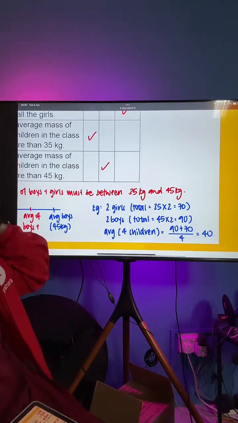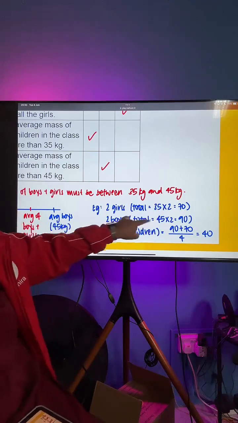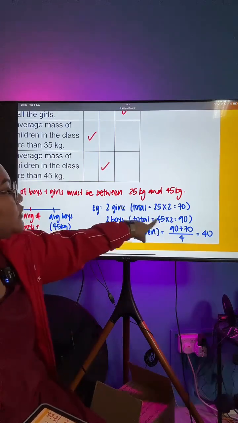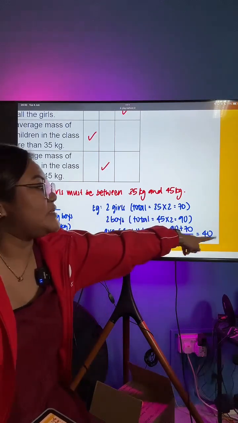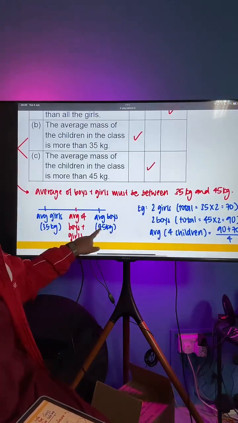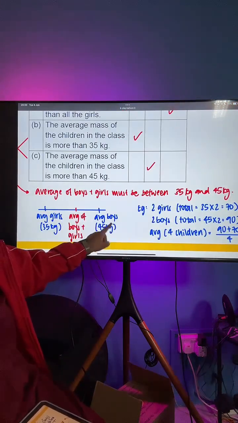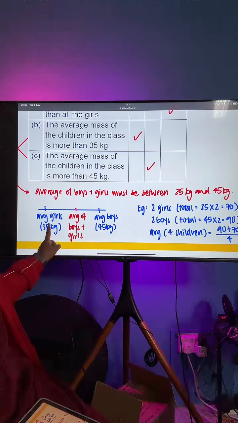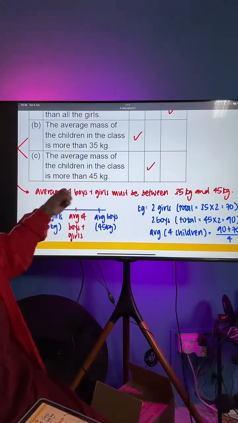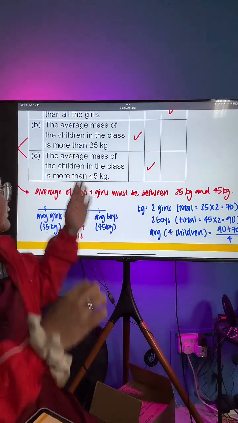Okay? I give you some examples on this side. If let's say I got two girls, the total is 70. I got two boys. I don't know how many boys and girls. I just give any example. The two boys total is 90. Then the average of all of them is 40, which is in between 35 and 45. Okay? It must be in between because the higher one must pull up their average. That's why it must be more than 35. But the girls with the lower mass will pull down the average. That's why it's in between. Okay, one of them pull up, one of them pull down. That's why it's in between.